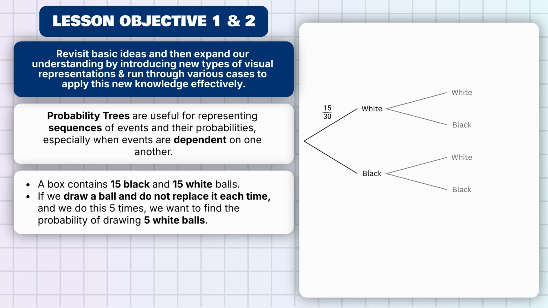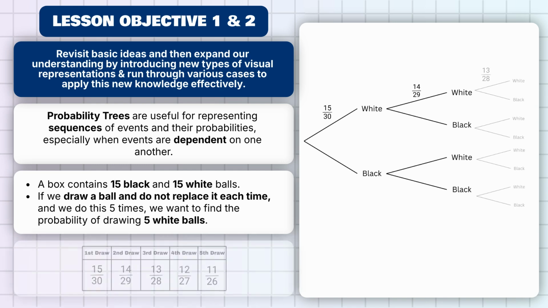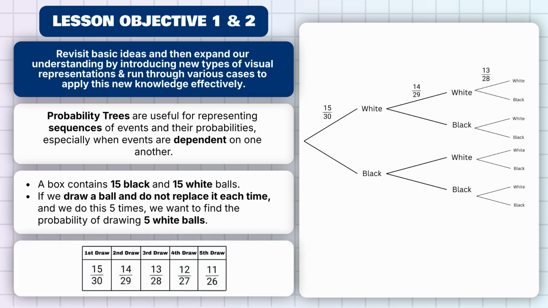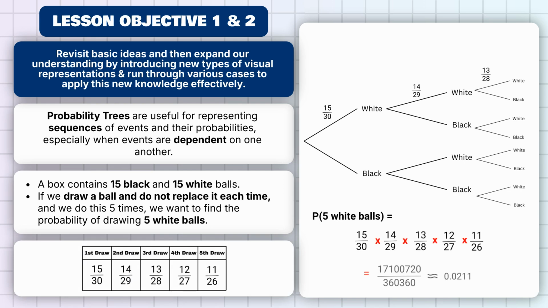The next branch is split into 2 outcomes for the second draw. This time, the probability for a white ball becomes 14 over 29, since one white ball has already been taken out. We continue this branching for each subsequent event. By multiplying these probabilities together, we get the overall probability for the sequence of drawing 5 white balls. It's important to note this is a case without replacement, as the probabilities change with each draw. In contrast with replacement, the probabilities remain constant.